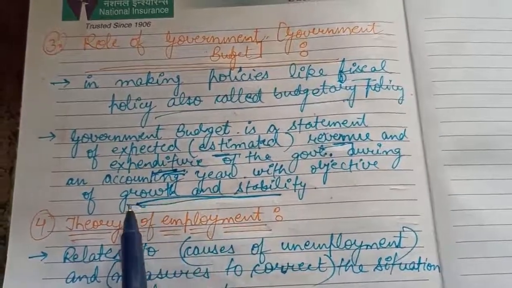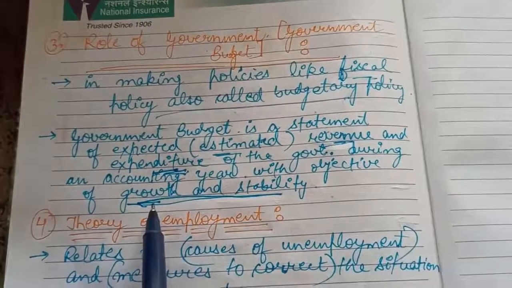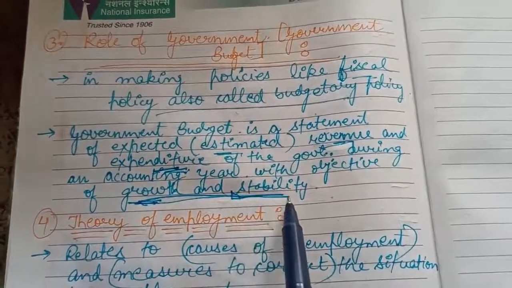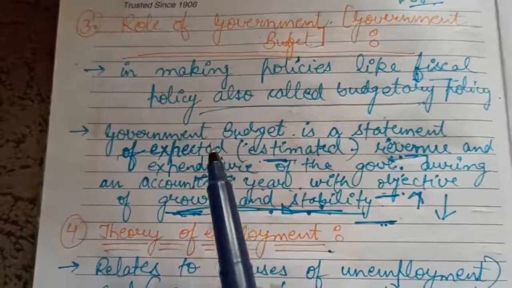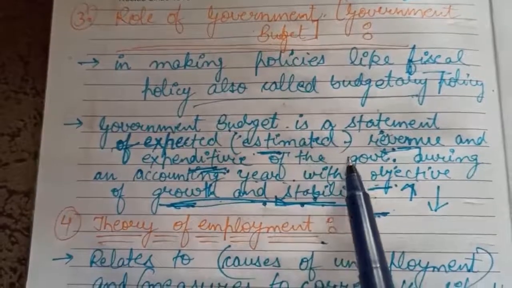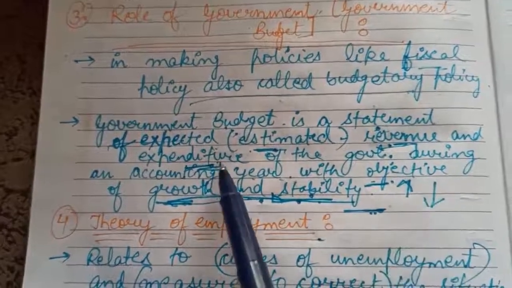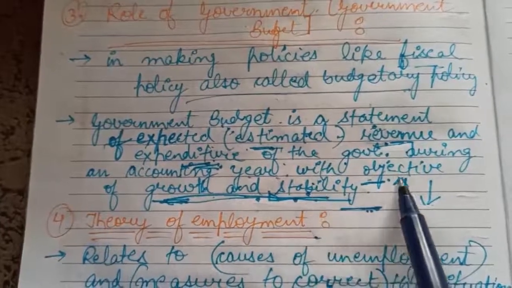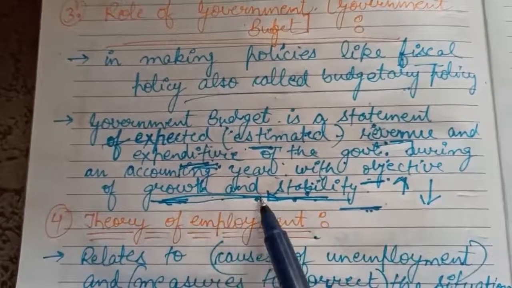Now growth refers to the GDP growth, which we have already studied, and stability refers to the idea that there must be a stable condition. You can define the government budget as a statement of expected or estimated revenue and expenditure of the government during an accounting year with the objective of growth and stability.